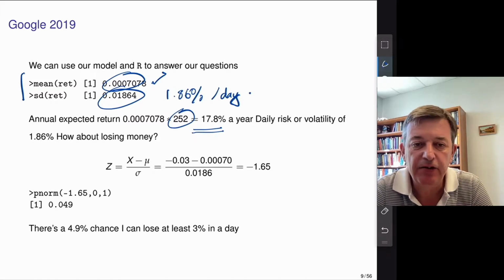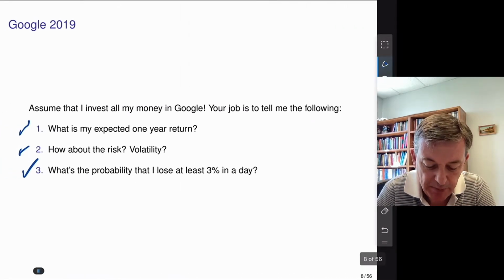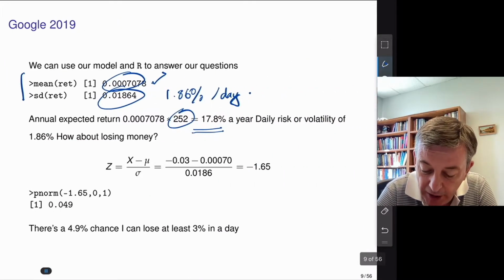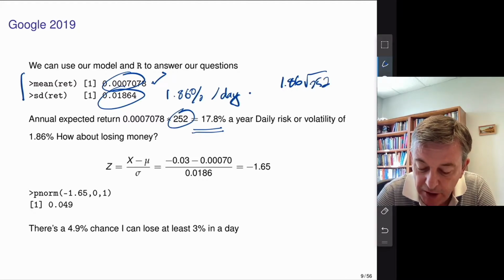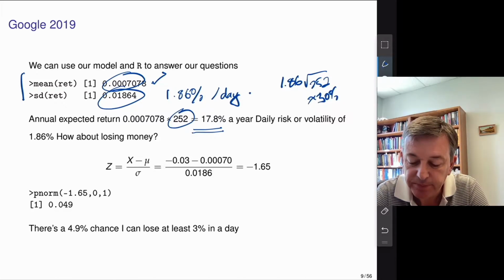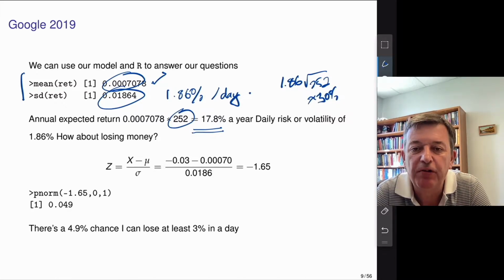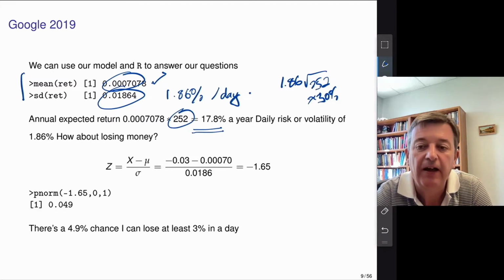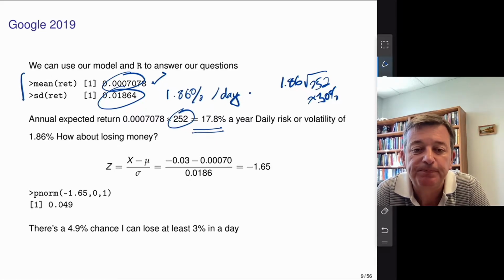Now, let's answer that last question. Remember, we've done expected return, 17.8%. We've done the amount of risk, 1.86. On a yearly basis, we'd have to multiply by the square root of 252, which is about 16. So approximately 30% volatility on an annual basis. So single stocks are much more volatile than indices or portfolios of stocks.